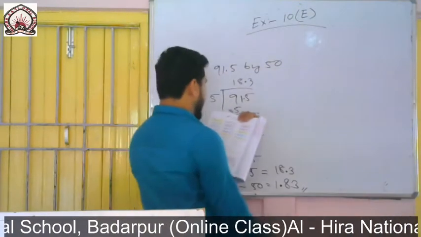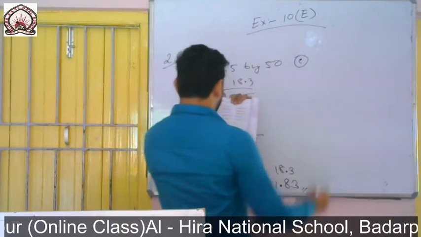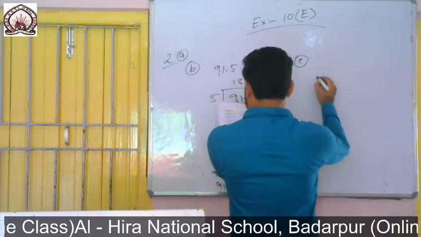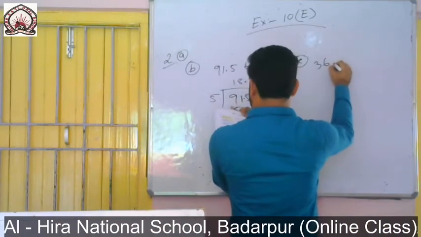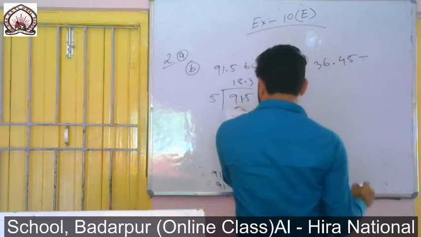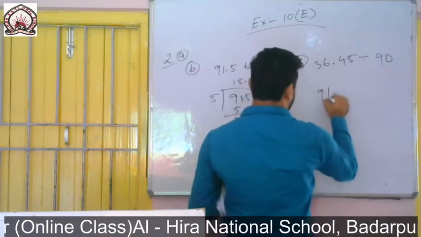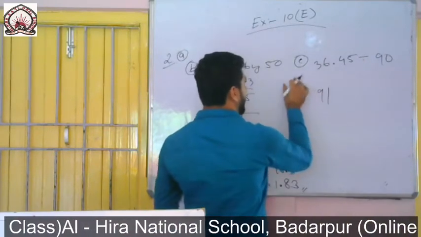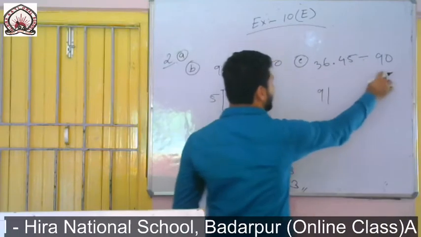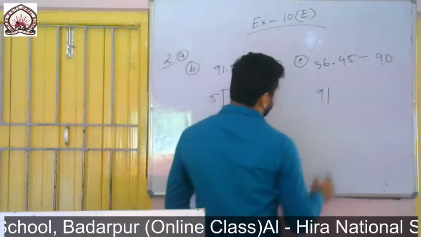Now come to C. You see, 336.45 divided by what? 90. So divide by 9 first. Okay, you write first divide by 9 like this, as earlier. Here also you write first divide by 9.